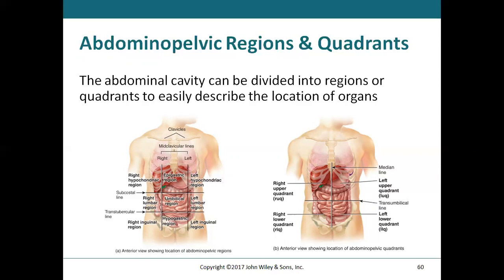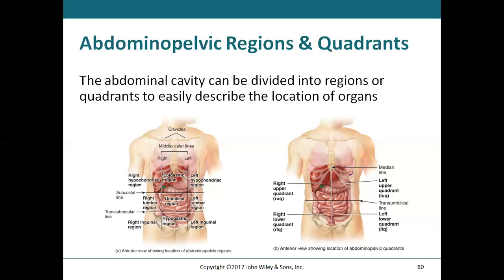If you look at the regions and quadrants of the abdomen, you can see that you have the right hypochondriac region, the epigastric region, left hypochondriac region, the right lumbar region, the umbilical region, which is the center square where you would find your belly button, the left lumbar region, the left inguinal region, the hypogastric region, and the right inguinal. Each one of these is considered an abdominopelvic region.